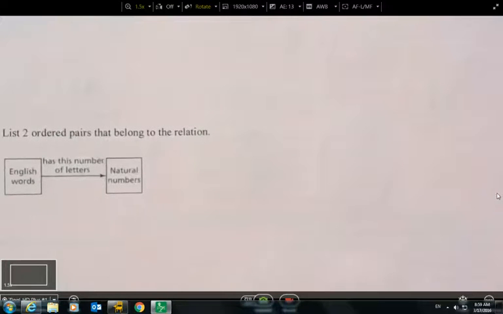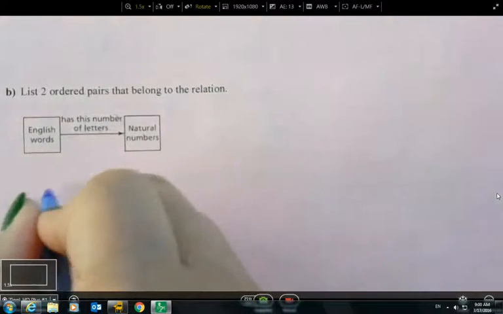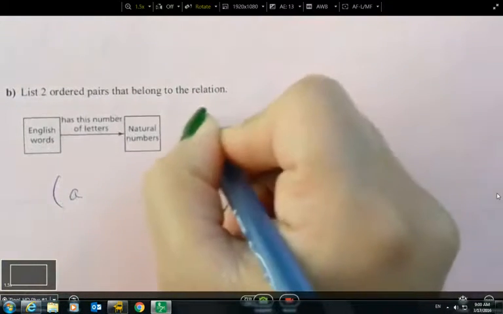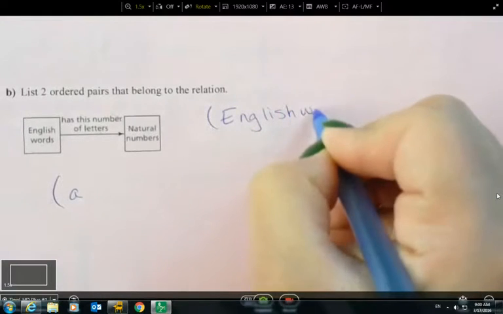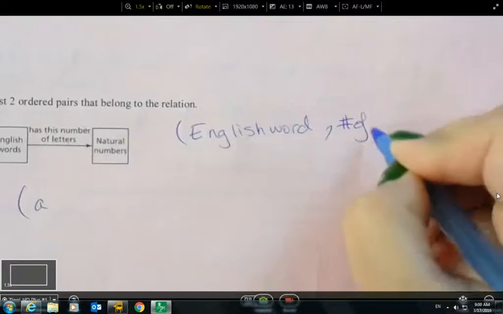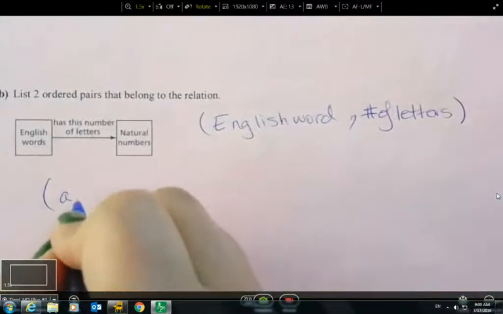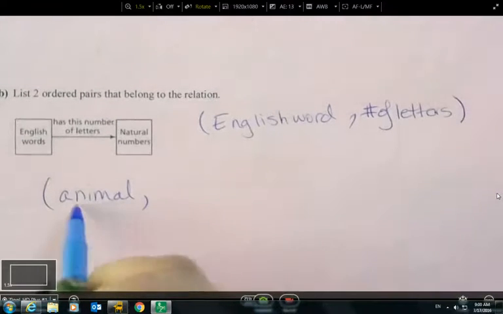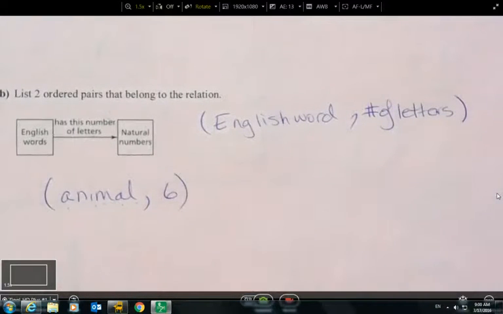Okay, now comes the fun part. Let's actually do a couple of examples of these. So if I have the word, I'm going to write an English word. So its coordinates are going to look like this. English word, and then number of letters, right? So if I write the word animal, what's the value associated with that? 2, 3, 4, 5, 6. So 6.